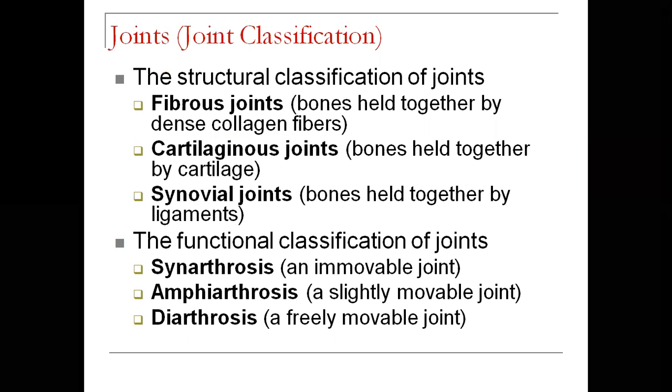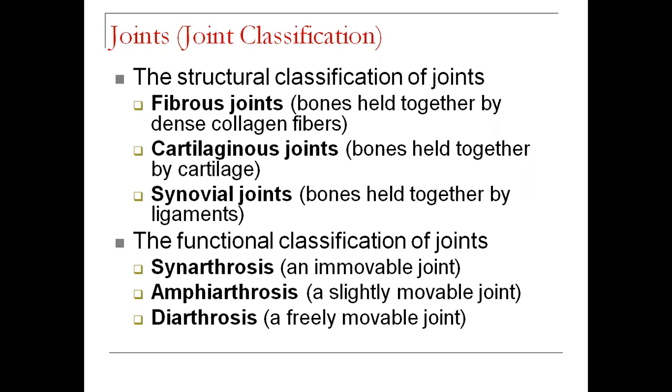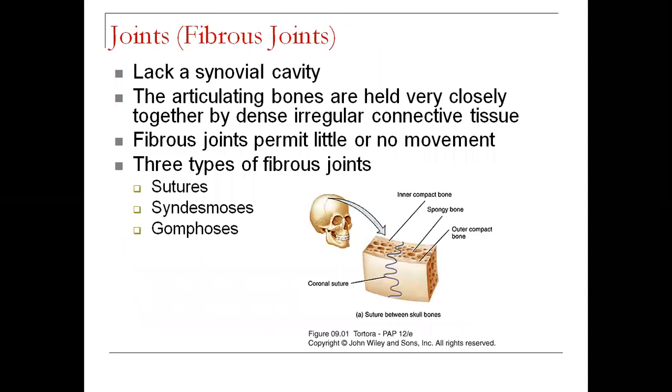See, the fibrous joints are the joints where the bones are held together by dense collagen fibers. The cartilaginous joints are the bones that are held together by cartilage. The synovial joints are the joints where the bones are held together by ligaments. Then next is the functional classification according to the movement. We have synarthrosis, which are immovable joints. We have amphiarthrosis, which are slightly movable, and diarthrosis, which are freely movable joints.